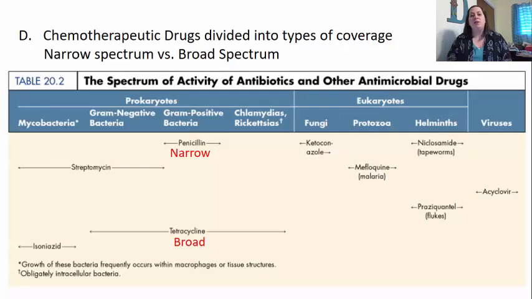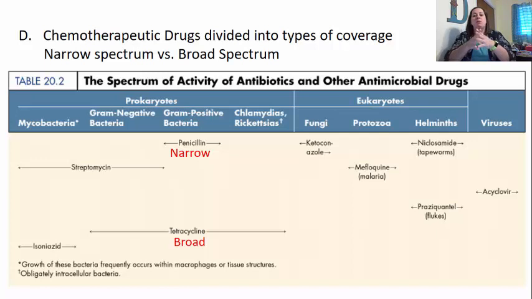Now, chemotherapeutic drugs are divided into two main types of coverage. They are either known as narrow spectrum or broad spectrum antibiotics. If you're looking at a narrow spectrum antibiotic, it's only going to cover one thing. And so if you'll notice here, this one that's marked narrow is penicillin. Penicillin is really good against gram-positive bacteria, but it does not touch anything else. Therefore, it has a very narrow spectrum.